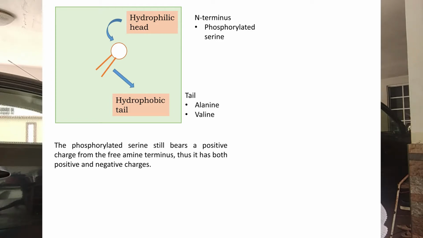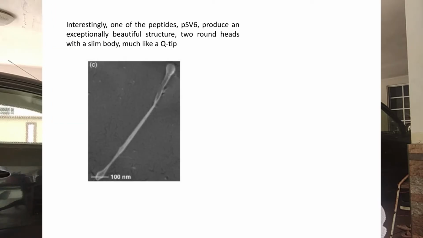This simple surfactant peptide produce structure similar to those previously observed with other surfactant peptides. Interestingly, one of the peptides, PSV6, produce an exceptionally beautiful structure, two round heads with a slim body, much like a Q-tip, like this figure.